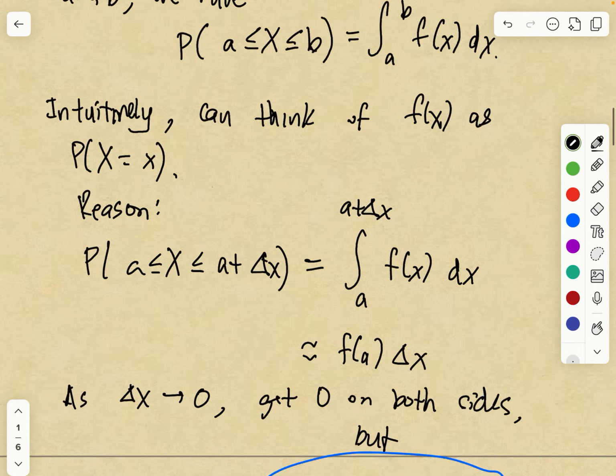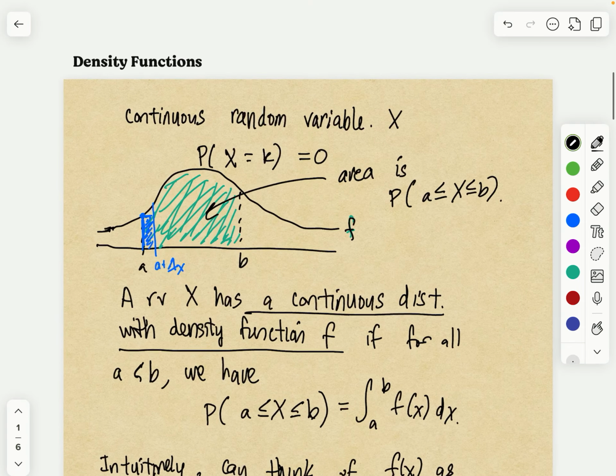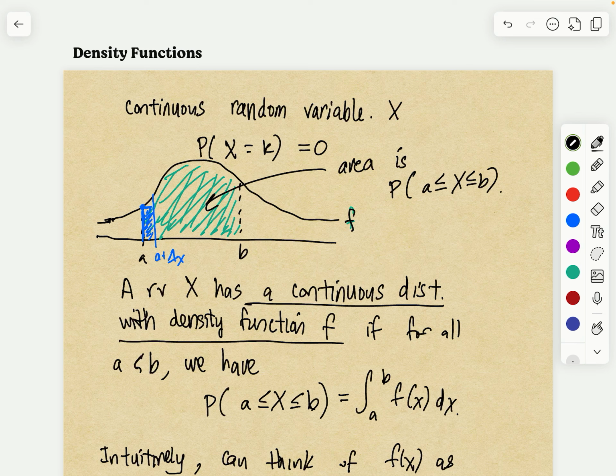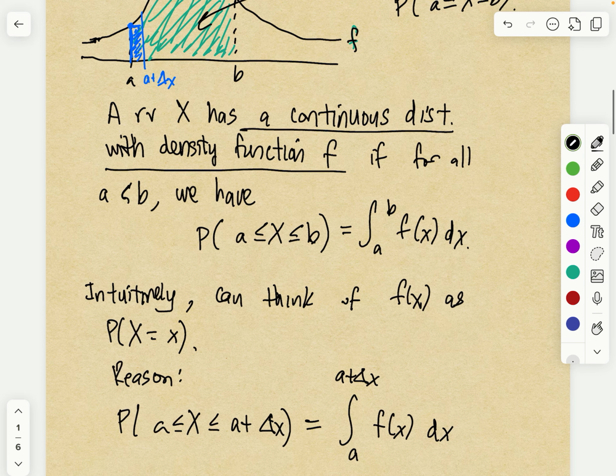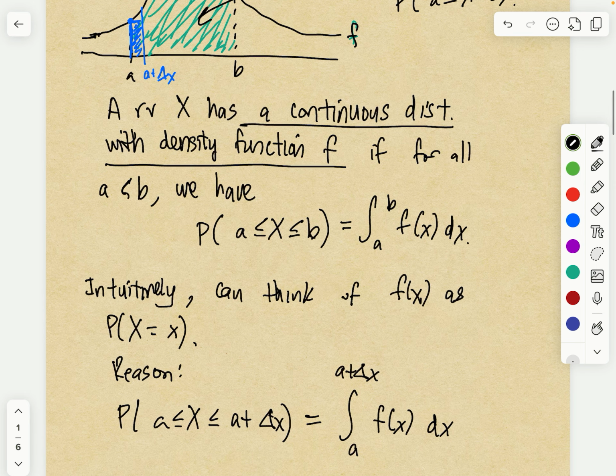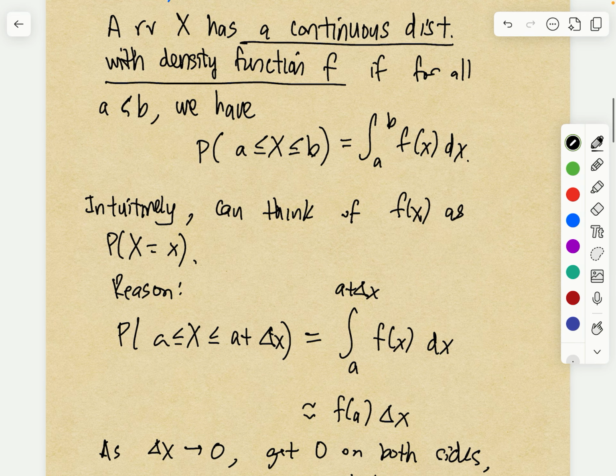All right, so let's review what we did today. We talked about continuous random variables, and instead of specifying the probability that x is k, which you do for a discrete random variable, for a continuous random variable, you have to specify the density function, which is the function that when you integrate it from a to b, tells you the probability that x is between a and b. And we can intuitively think of f of x as the probability that capital X is x, even though that's strictly speaking not true.